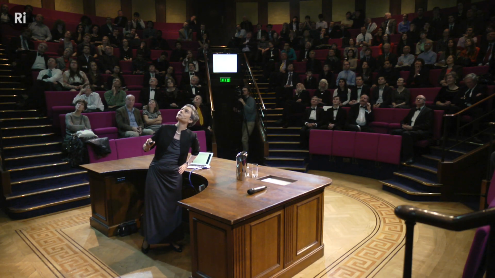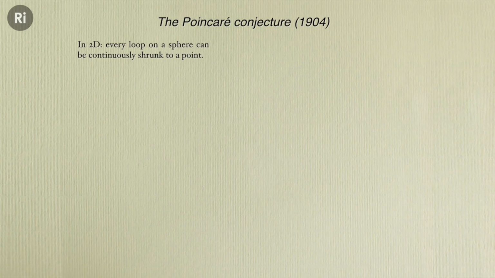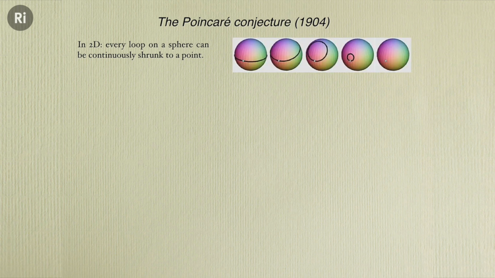Right, so let me tell you in a little bit more detail what the Poincare conjecture is. The Poincare conjecture in 2D: if I draw a loop on a sphere, I can shrink it down to a point. So I could ask the opposite question. If I had a surface such that any time I drew a loop on it, I could shrink it down to a point on the surface, would it be a sphere? And that's part of how you classify surfaces.